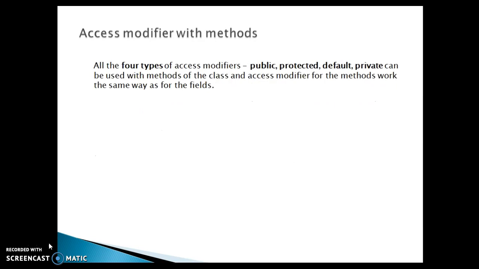Now when we talk about the access modifier with methods, all the 4 types of access modifier like public, protected, default and private can be used with methods of the class, and access modifier for the methods work in the same way as for the fields what we have discussed.